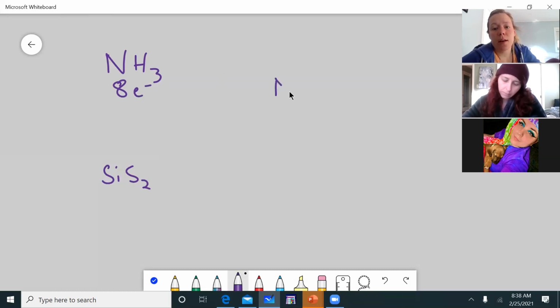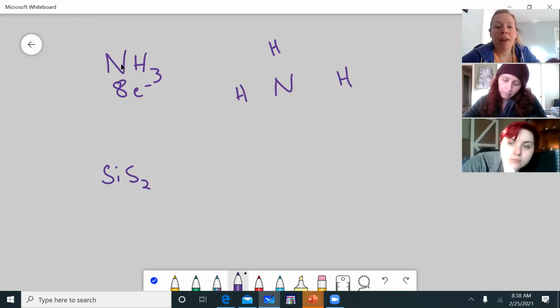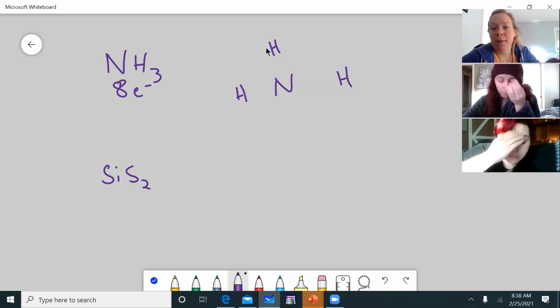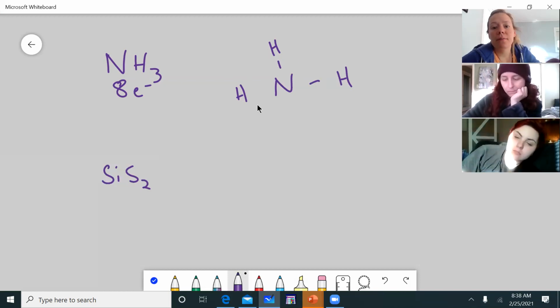So when drawing the structure, I'm going to put nitrogen in the center and the hydrogens on the sides. A couple of reasons I do that. One is it's more balanced than having one of the hydrogens in the center. Another thing, hydrogen likes to be a terminal atom. It wants to be on the edges or the fringe. So we're going to stick this whole thing together.